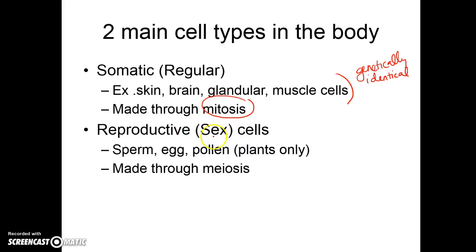Okay, now when it comes to reproductive cells, things like sperm, egg, pollen, and plants, these only contain half the DNA of all the rest of the cells of the body. All right, so if you're a male, the sperm is only going to contain that male's half of its genetic information. And so sperm and egg come together to make the full set. Okay, and these are made through a process of meiosis. So we're not making an identical cell, we are making a cell with half the DNA. So there's an extra division in there.